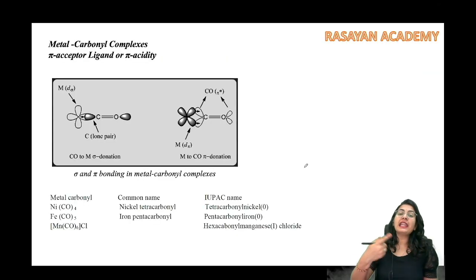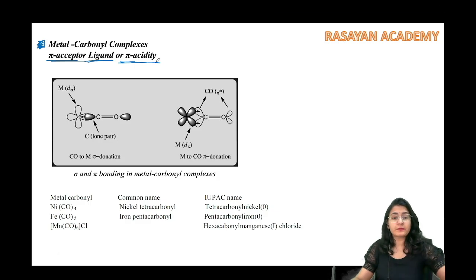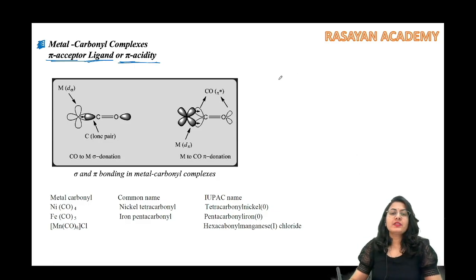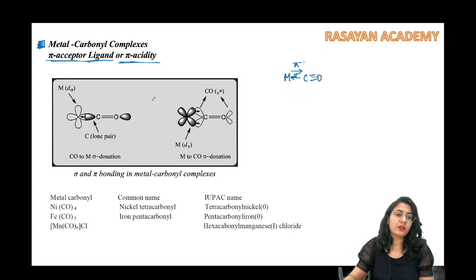Now we come to the bond formation between metal and carbonyl. Metal carbonyl complexes are very popular for having the pi acceptor ligand or the pi acidity. All right. So when we describe the bonding of a carbonyl to a metal, we have to understand how the sigma bonding and the pi bonding are taking place. For example, when you are considering the sigma bond, we consider the sigma bond to the metal from the carbonyl first, and then comes the pi bond. Alright, like this.